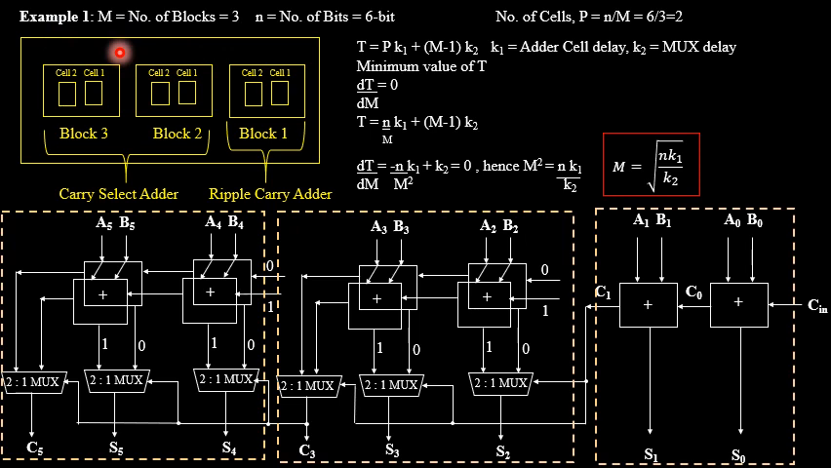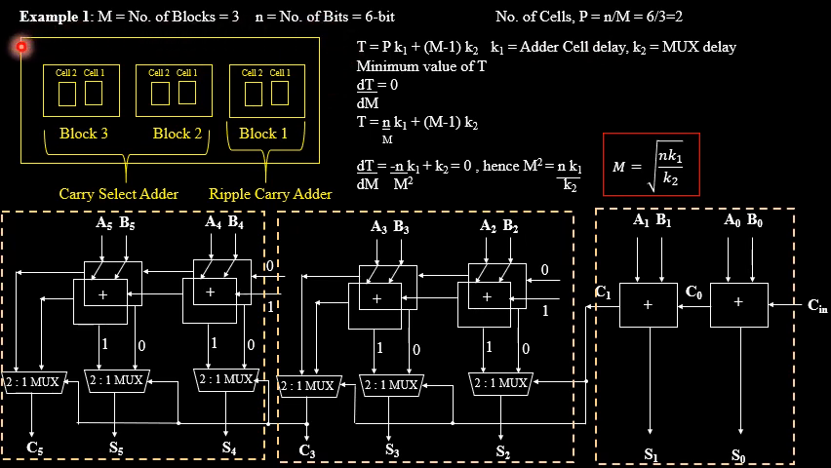So this is the first example which I have considered for the design of a carry select adder, that is given with the number of blocks, that is m value is equal to 3, and the number of bits in the design is 6. So here we know the values of m and n, and the unknown parameter over here is the number of cells, which is represented in terms of p. So from the previous slide I have told you that the equation to calculate the number of cells in terms of blocks as well as bits is nothing but n divided by m. Here n is nothing but 6 and m value is 3. So 6 divided by 3, we will get the value as equal to 2. So I am sure that I need to design a 6-bit carry select adder.